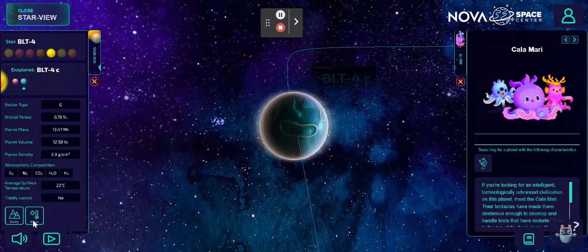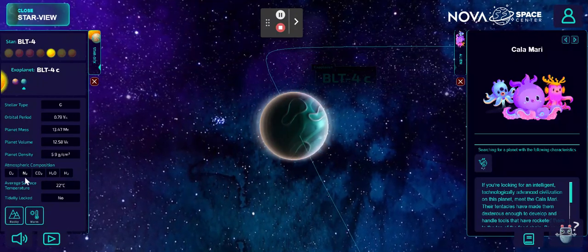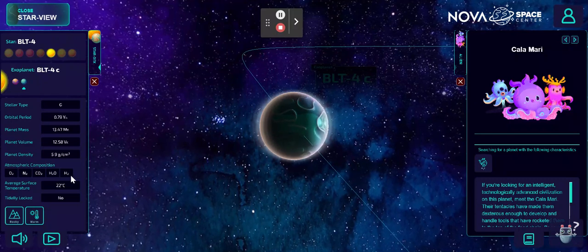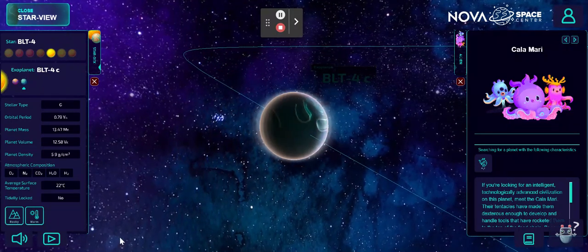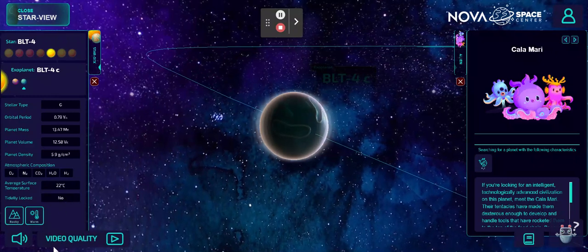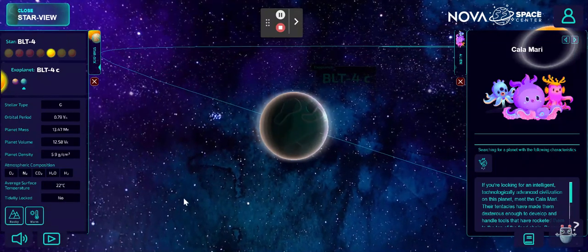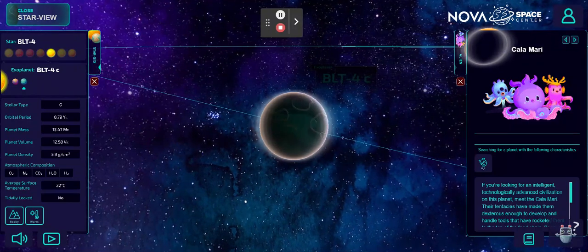It's going to be rocky. It's going to be warm. The gases it needs are O2, N2, CO2, H2O, and H2. No tidal locking. Temperature is warm, rocky. That should be what you need.